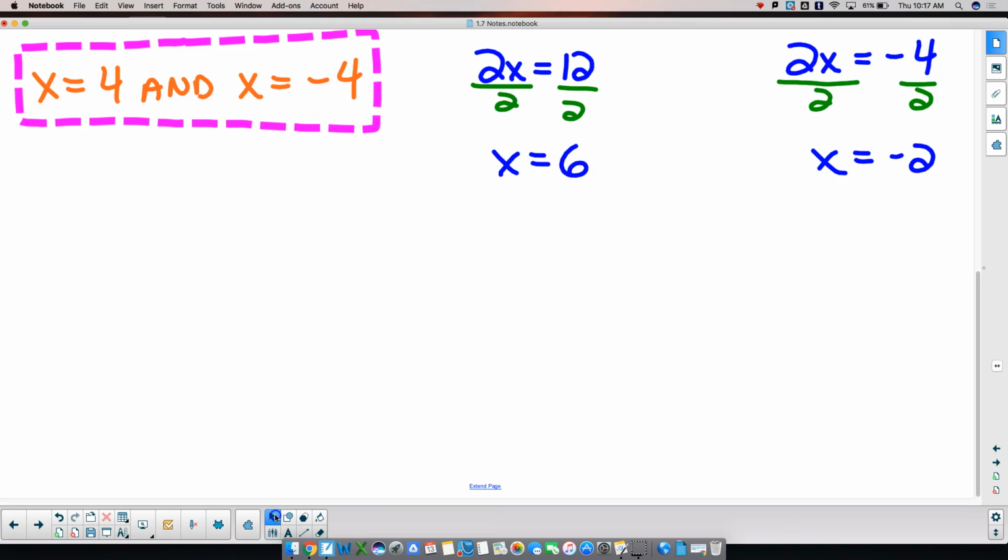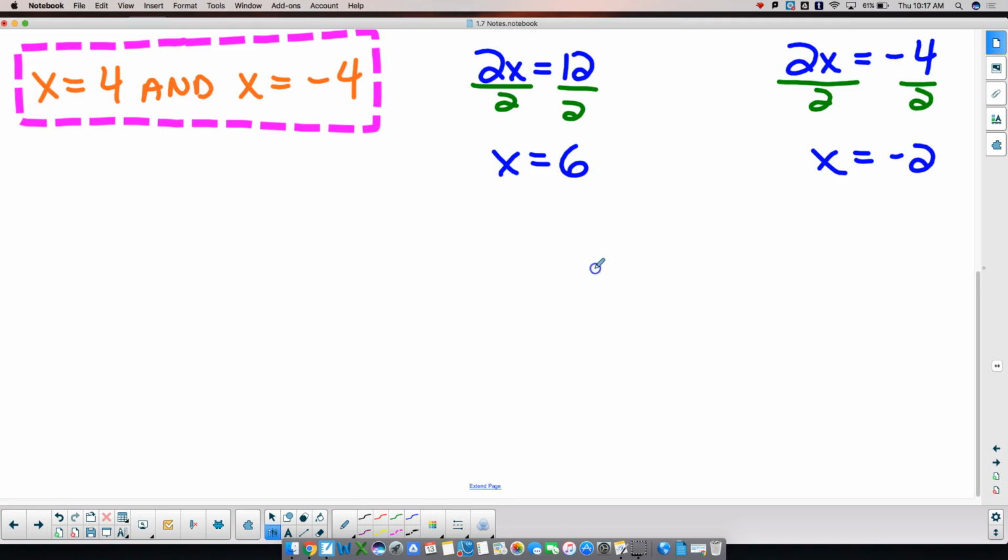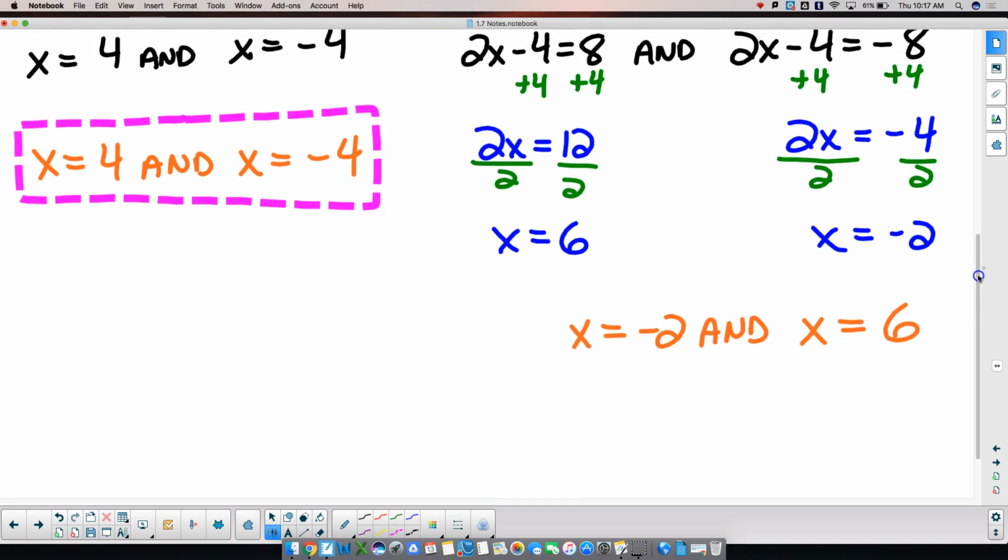Okay. So that gives me 2 answers: x equals -2 and x equals 6. What should I do with those 2 answers? Plug them in and check them.